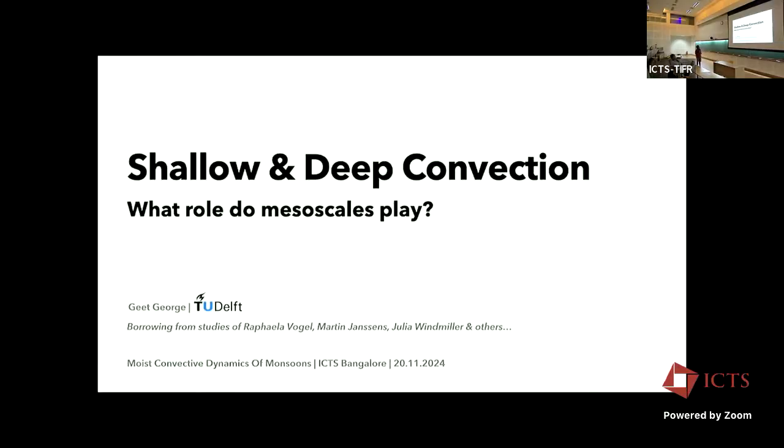The first talk is by Geet George from TU Delft. So Geet will give a talk on shallow and deep convection. Geet is interested in taking questions during the talk, so you can get the microphone during the talk and ask questions. This talk will also have two parts, shallow and deep, so he's happy to take questions after the shallow part, right midway through the talk also.